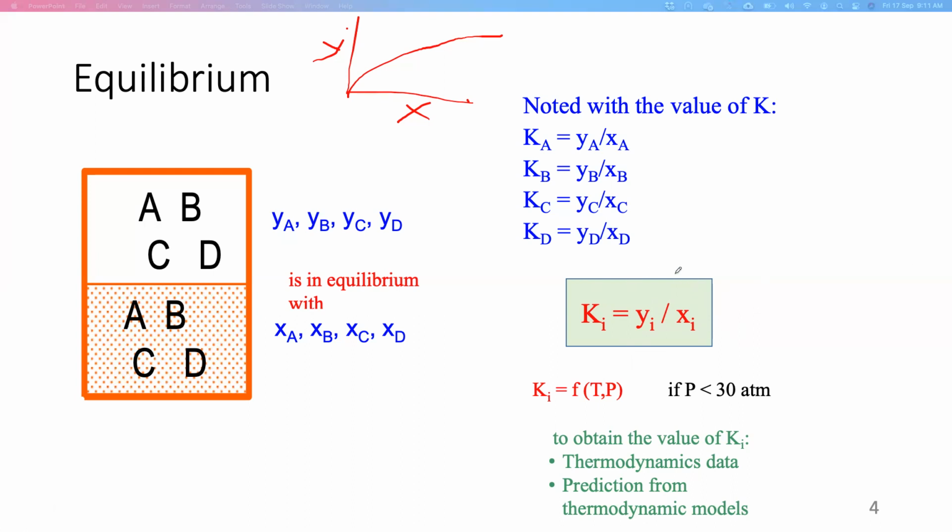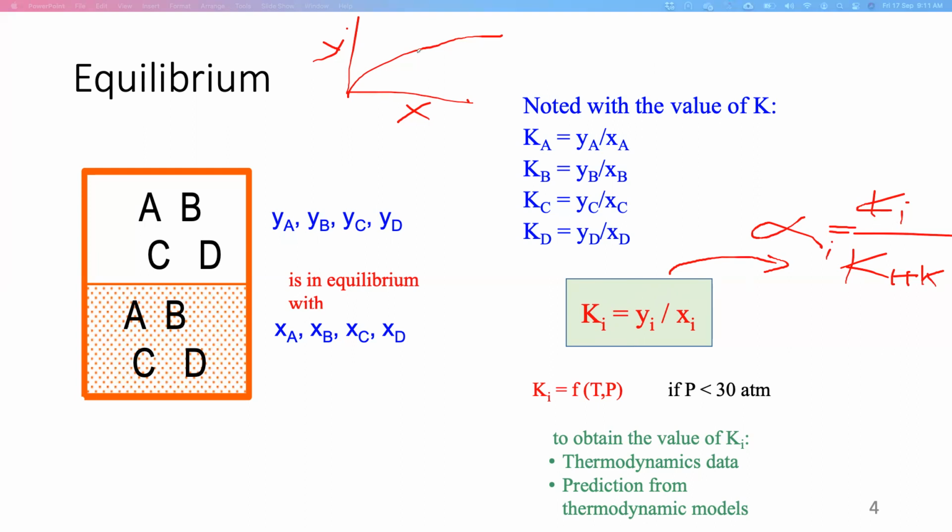And then, to check the relative volatility of each component I, later I'm going to introduce a term, the relative volatility alpha I. This is actually K I divided by K of HK, the heavy key. I'm going to tell you later. But anyway, this is the one that you should start getting along with, which is the K value.